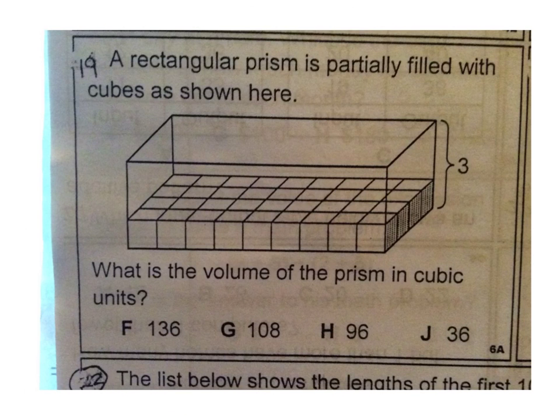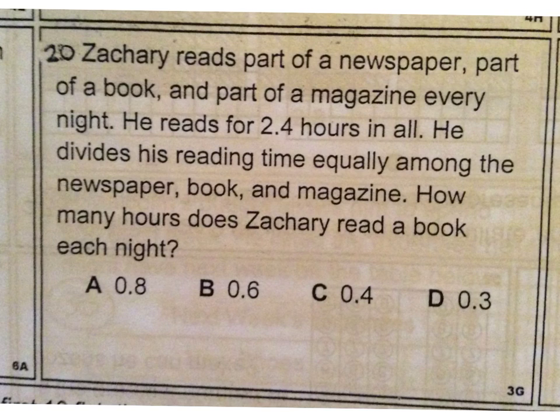Number 19. A rectangular prism is partially filled with cubes as shown here. What is the volume of the prism in cubic units? Number 20. Zachary reads part of a newspaper, part of a book, and part of a magazine every night. He reads for 2.4 hours in all. He divides his reading time equally among the newspaper, the book, and the magazine. How many hours does Zachary read a book each night?